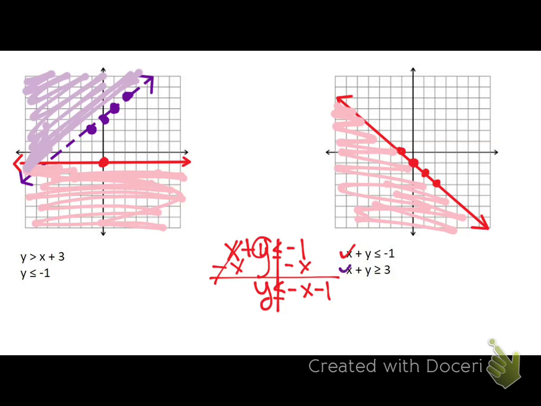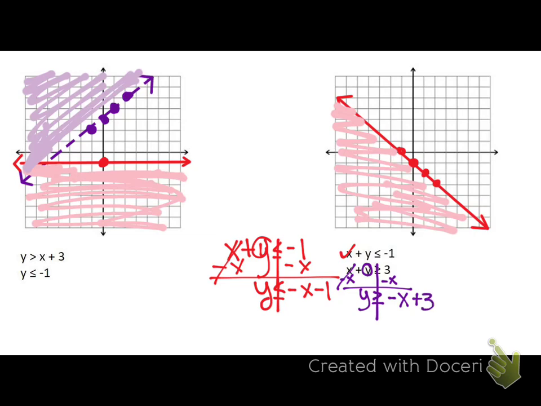So let's take a look at my second one. My second one is x plus y is greater than or equal to 3. You guys told me on the previous problem, in order to get it in slope-intercept form, I want to get the y by itself. So here I'm going to get rid of the x. So I'm going to subtract x from both sides. So I have y is greater than or equal to negative x plus 3. There we go.